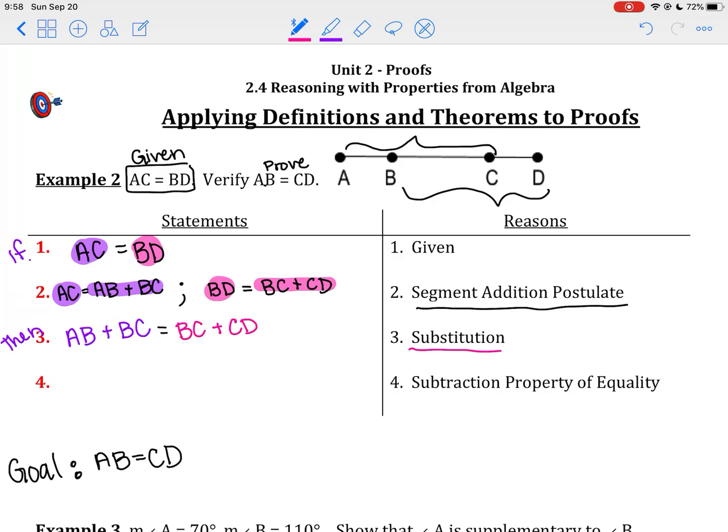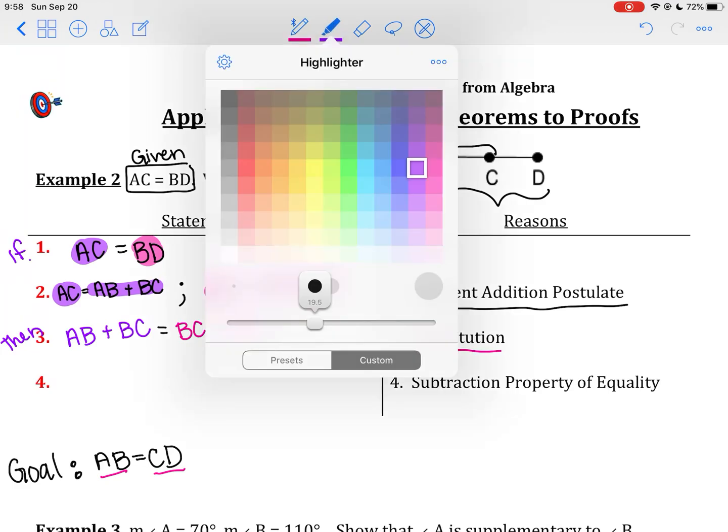All right, now that I know this, I want to come up with a way to get to my goal. So my goal was to say that AB is equal to CD. So I noticed those goal parts.